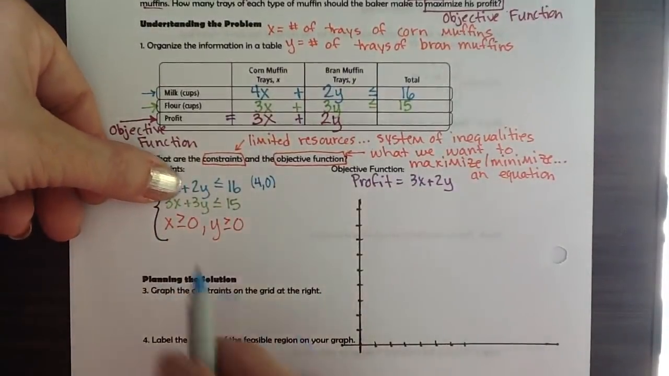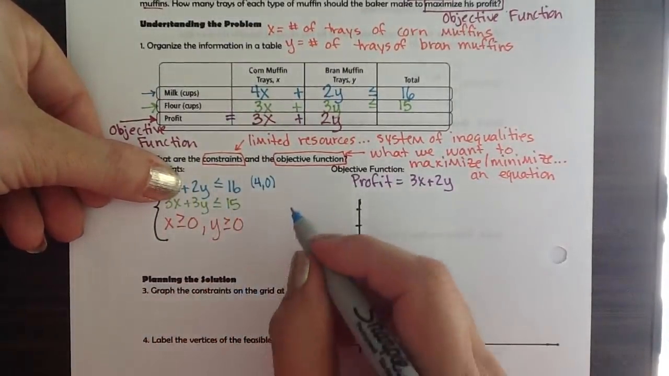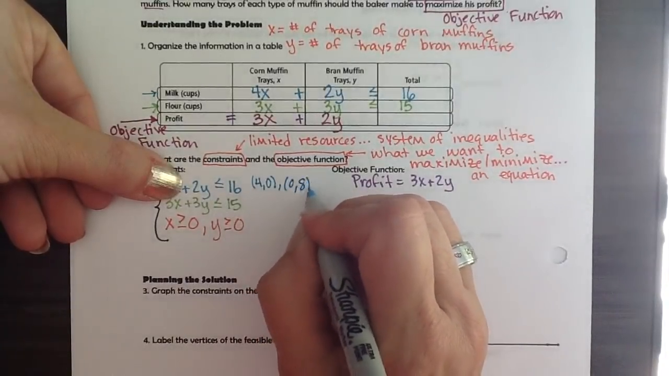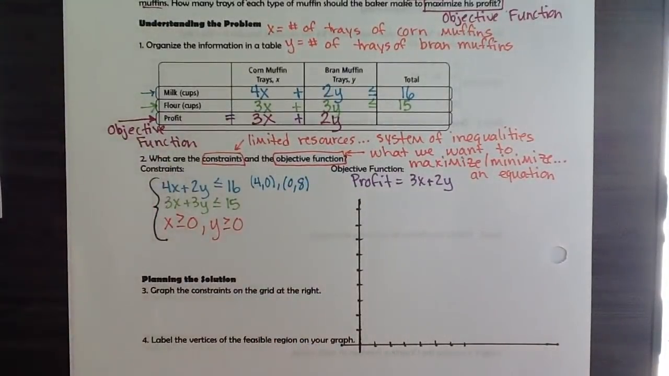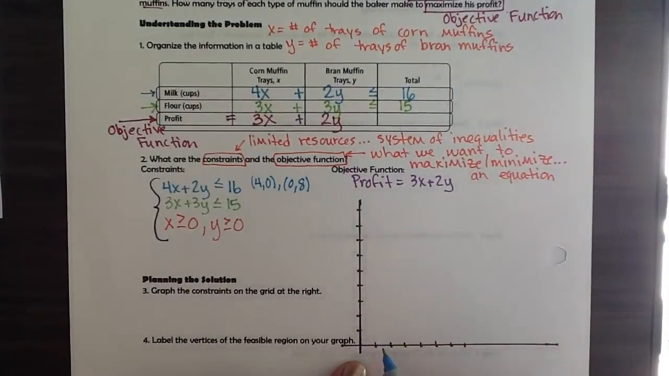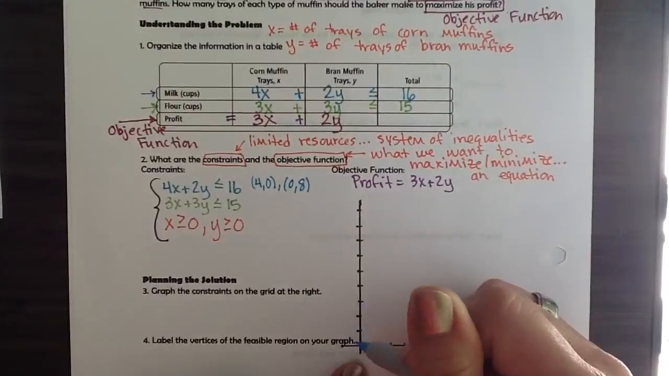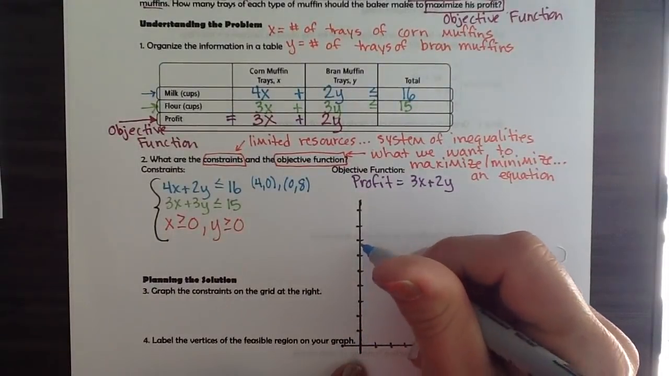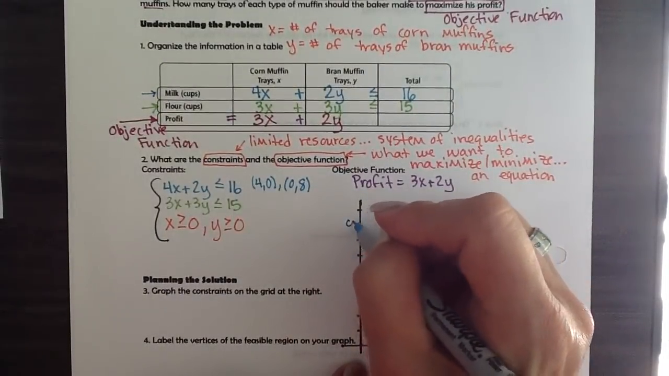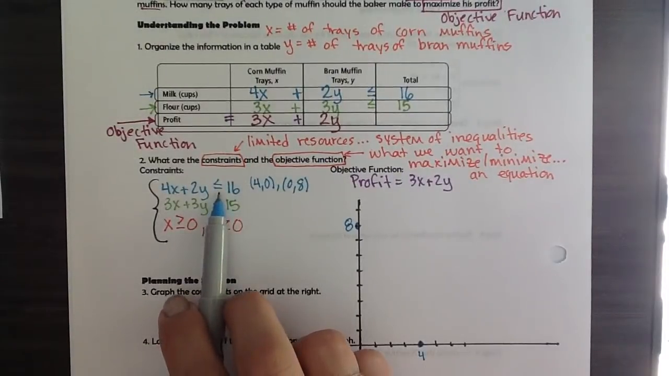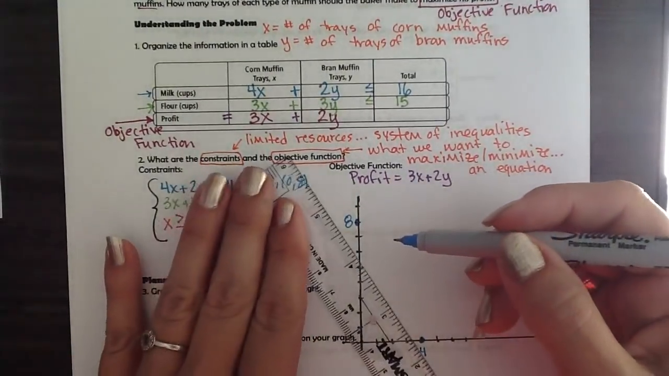And then I cover up the x, 2y equals 16. So that gives me 0 for x and 8 for y. So I'll graph those ordered pairs, 1, 2, 3, 4, 0, and 0, 8. And then I need to connect those with a solid line because that's a less than or equal to.